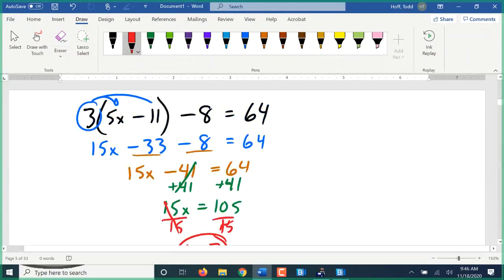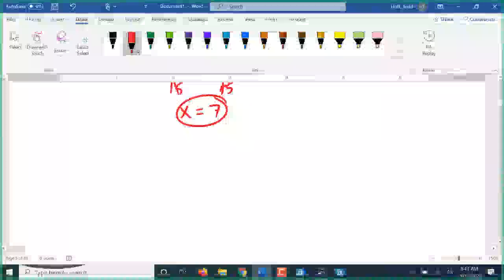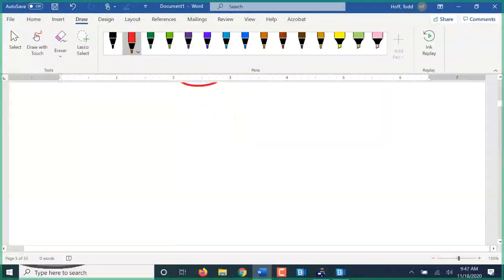I'm not going to go back and plug it in, but we could go back and plug that in for x and verify that we get the same value on both sides. At this point, I'm going to assume you guys can go back and plug it in to double check it.